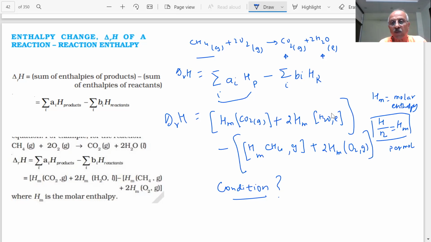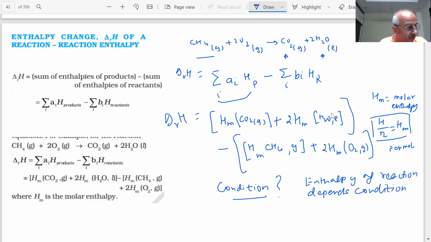Therefore, it becomes necessary to mention the conditions when we study the enthalpies of the reaction. Enthalpy of reaction depends on the conditions, which we must specify. So what is the temperature? What is the pressure? And what type of substances we are using, pure substances, solid, liquid, or gas.